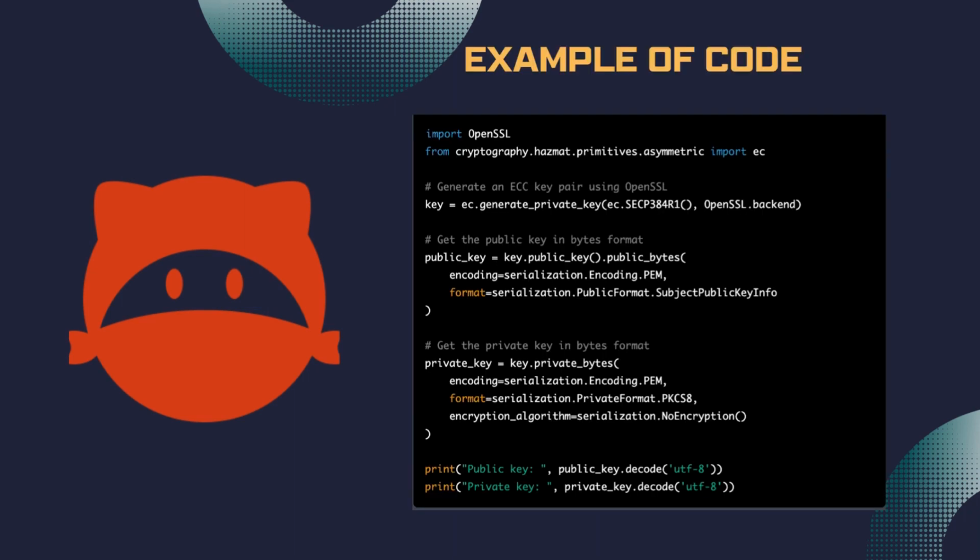Here's an example of how to generate an ECC key pair using OpenSSL and Python. This code uses the EC module from the cryptography library to generate an ECC key pair, using the SECP384R1 elliptic curve. The OpenSSL backend argument tells the library to use OpenSSL as the backend for generating the keys. The code then extracts the public and private keys in PEM format, which is a commonly used format for storing cryptographic keys. Finally, it prints the public and private keys to the console for demonstration purposes.